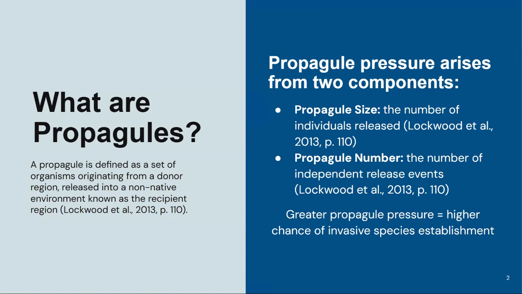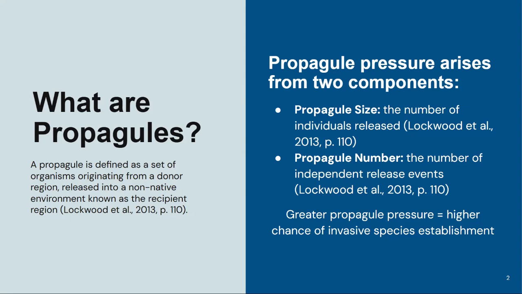A propagule is a set of organisms originating from a donor region, released into a non-native environment known as the recipient region. Propagule pressure describes a propagule's likelihood of establishing in a non-native environment. It arises from the combination of propagule size and propagule number. Propagule size is simply the number of organisms released, whereas propagule number is the number of independent release events.